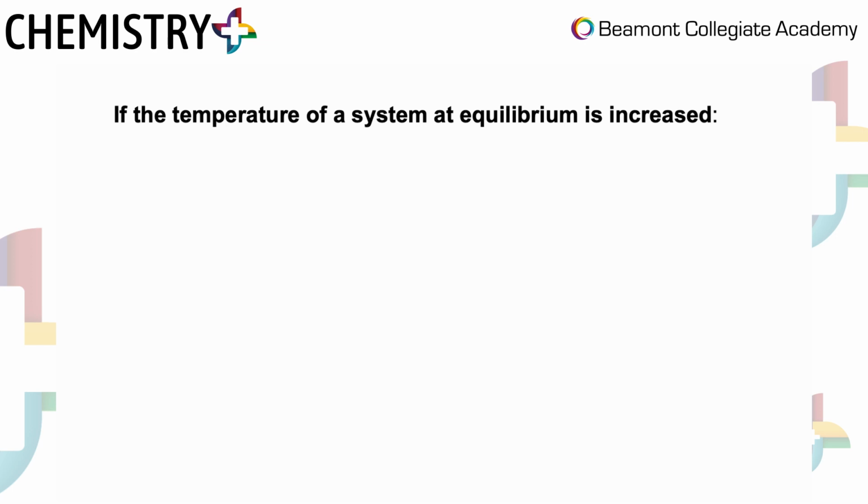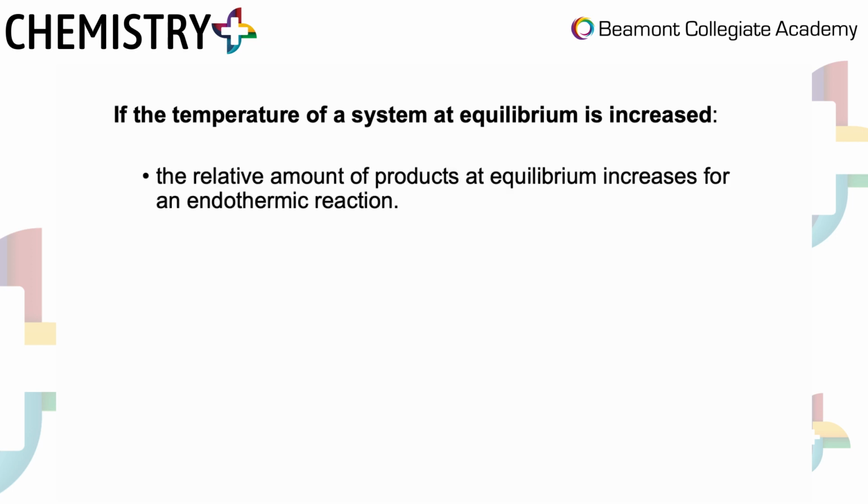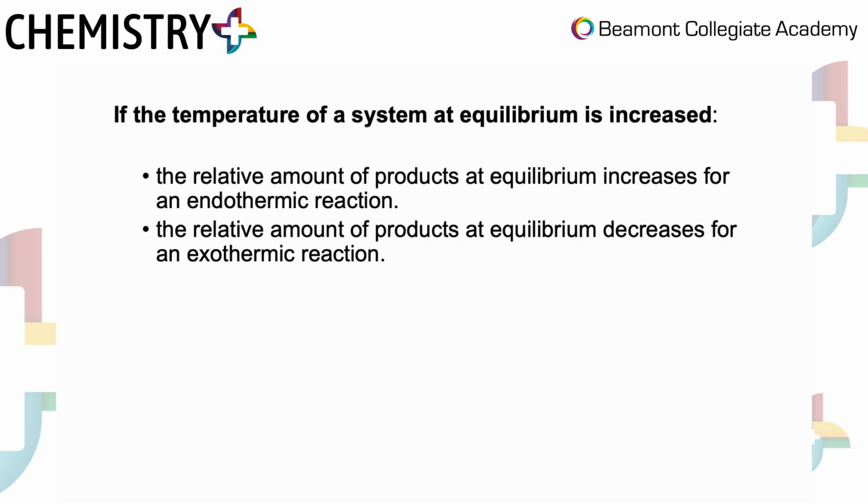If the temperature of a system at equilibrium is increased, the relative amount of products at equilibrium increases for an endothermic reaction. The relative amount of products at equilibrium decreases for an exothermic reaction.